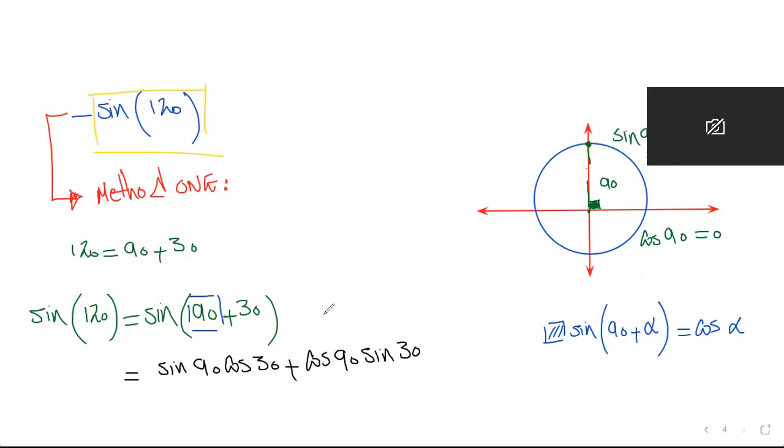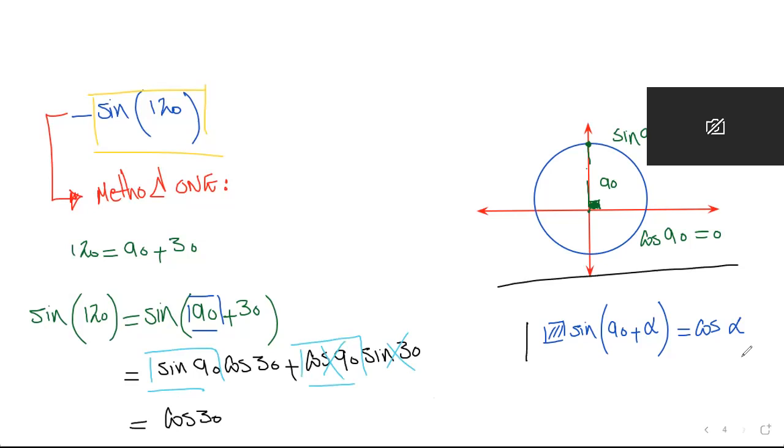Then as a result, if I go back to here, I notice that sine of 90 is 1, and the cosine of 90 is 0, which means that this term vanishes: 0 times cosine times sine 30. Then as a result, you end up with sine of 120 equals the cosine of 30, which is consistent with this identity. The sine of 90 plus 30 goes to cosine 30, and that's what we get.